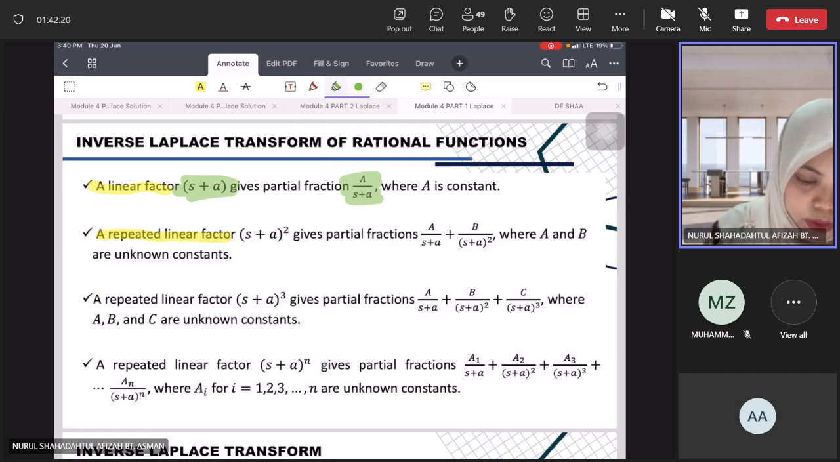We try to do another example for the inverse Laplace transform. We have the first equation. So we have two repeated, as you can see this one. Yeah, repeated linear factor. So you can use this equation.